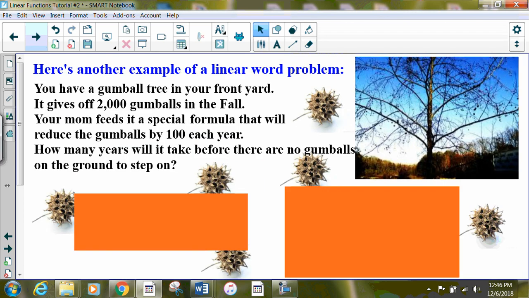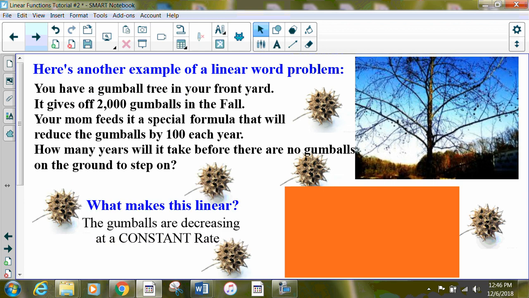Here's another example. You've got a gumball tree in your front yard. It gives off 2,000 gumballs in the fall. Your mom feeds it a special formula that will reduce the gumballs by 100 each year. How many years will it take before there are no gumballs on the ground to step on? What makes this linear is that the gumballs are decreasing at a constant rate. They're going down by 100 gumballs each year.